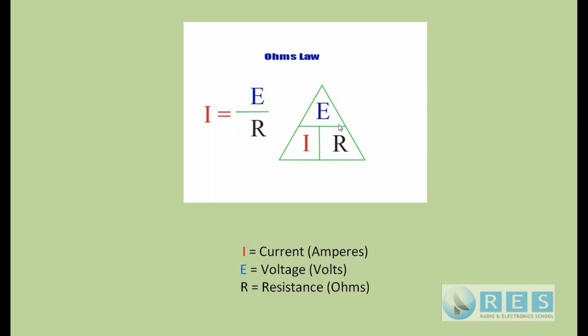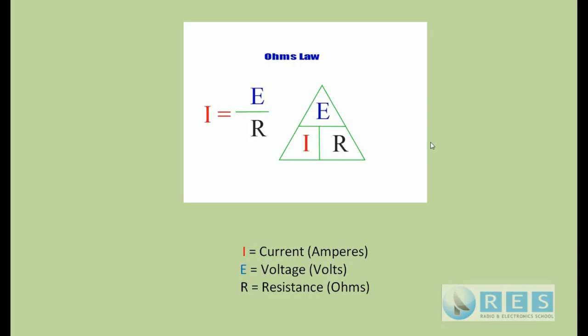I equals E divided by R. Put the finger on what you want, and then say I equals E divided by R. When something is written above something, it means divide. When two things are written side by side, it means multiply.